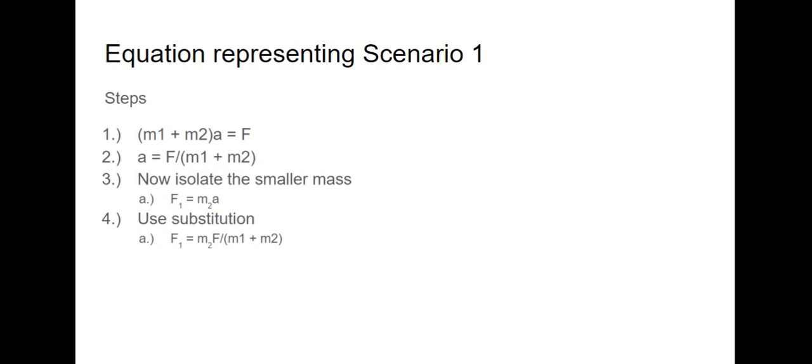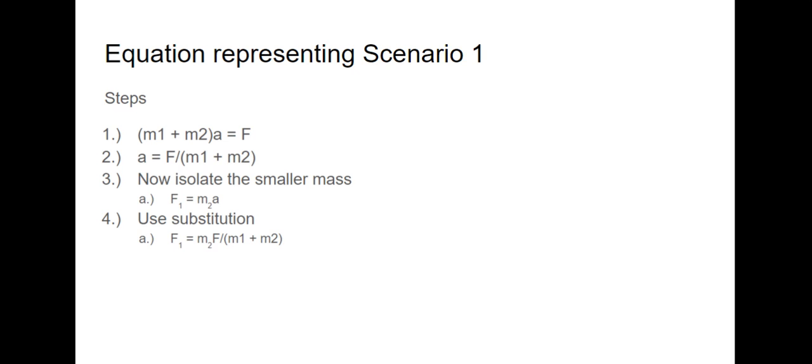Using Newton's second law, we know that (m1 + m2), or the overall mass of the system, times the acceleration is equal to F. Rearranging our system, we get a = F / (m1 + m2). After that, I would isolate m2 and use Newton's second law to write an equation representing F1. This equation is F1 = m2a.